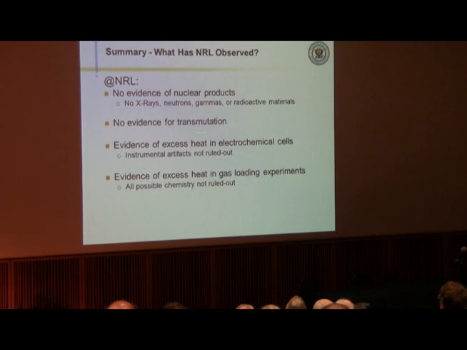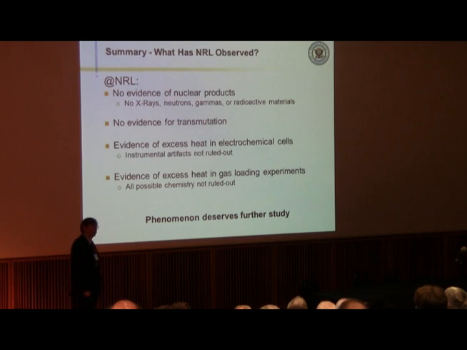So what do we observe? We really observe no evidence for nuclear products. We observe no evidence for transmutation. And the evidence for excess heat in electrical chemical cells is we can't rule out all instrumental artifacts. Evidence for gas loading is all possible chemistry is not ruled out. So after 20 years, not much. But we still believe the phenomena deserves further study.